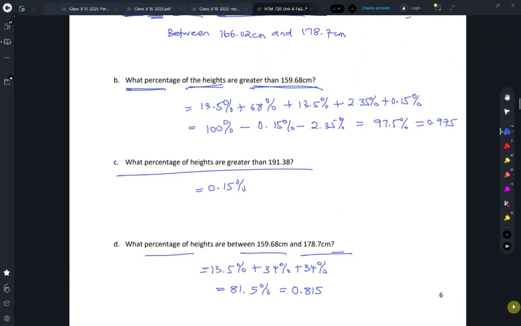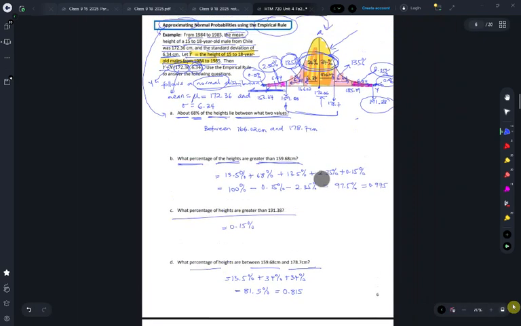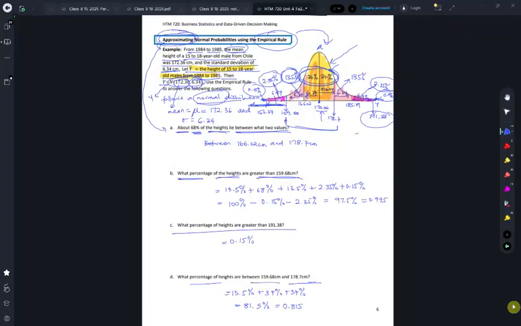Okay. In the next video, we're going to move away from approximations into finding exact sizes of areas on the probability distribution curves.